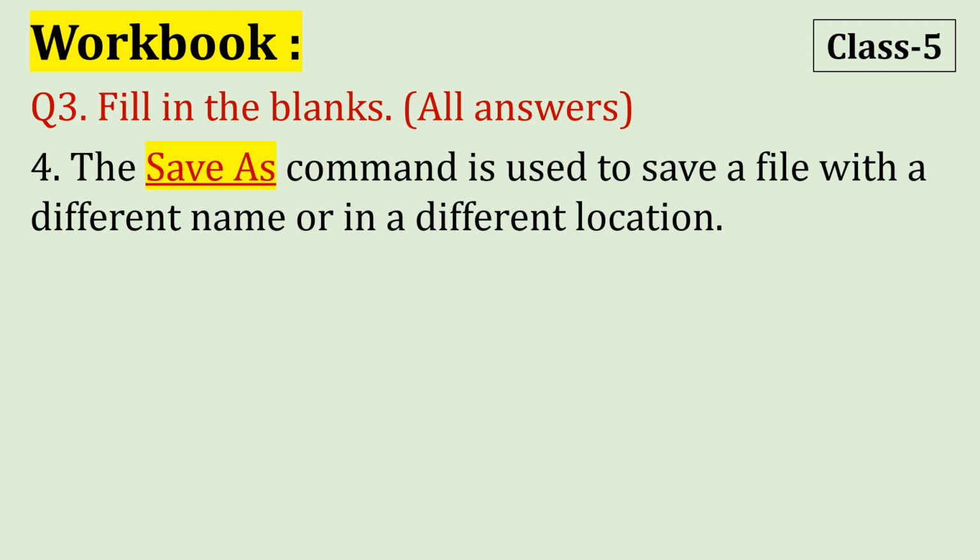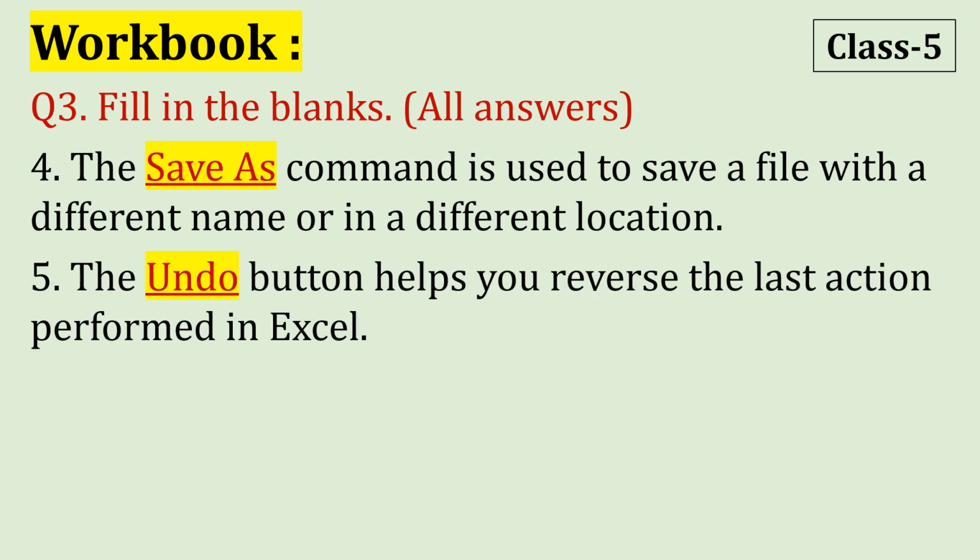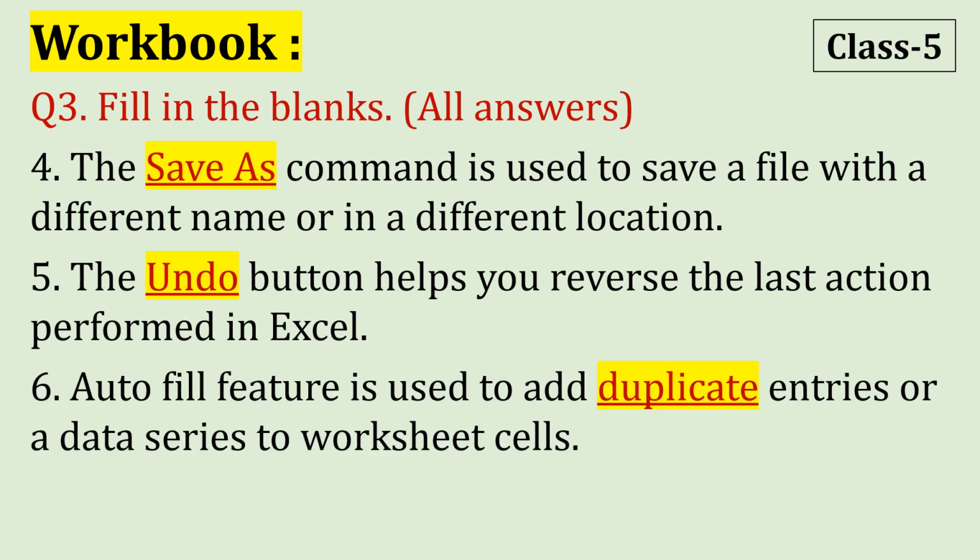Fourth, the save as command is used to save a file with a different name or in different location. Fifth, the undo button helps you reverse the last action performed in Excel. And last, autofill feature is used to add duplicate entries or a data series to worksheet cells.